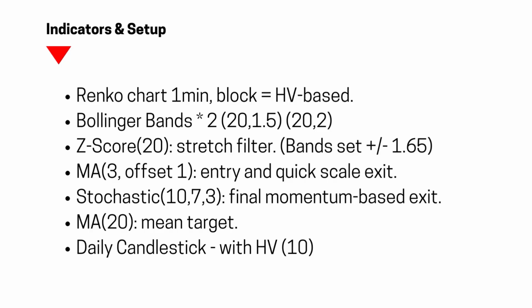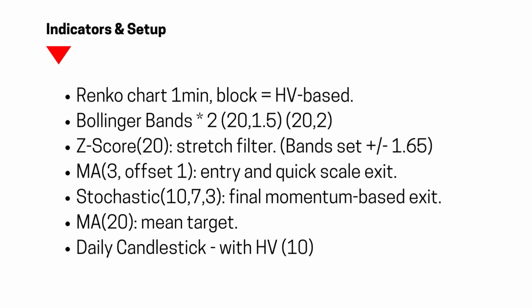So quickly whizzing back to the indicators and setup, we've got our Renko chart, 1 minute, and the blocks we now know are based off of historical volatility, which was the right hand part of the chart setup. We've got 2 Bollinger Bands on there with the settings 20, 1.5 and 20, 2. Our Z score indicator set to 20, and bands for that stretch filter set at plus or minus 1.65 standard deviations. We've got the moving average of 3 with an offset of 1 for quick entry and quick scale exit. We've got the stochastic set to 10, 7, 3. Remember, that's the second part of our exit strategy. And we've got the moving average set to 20.